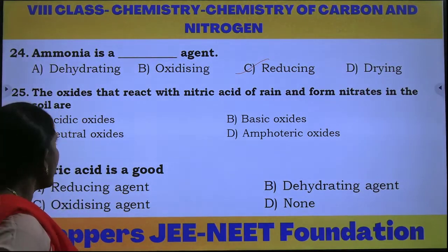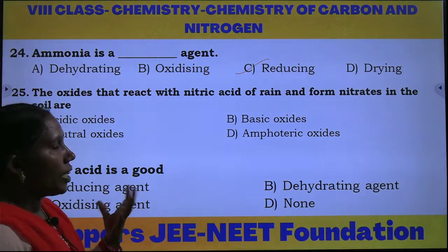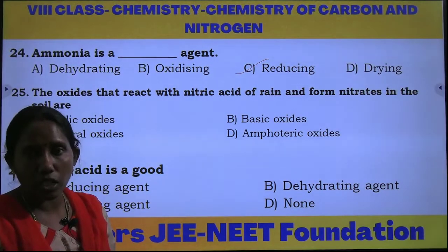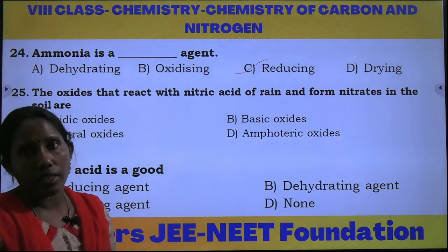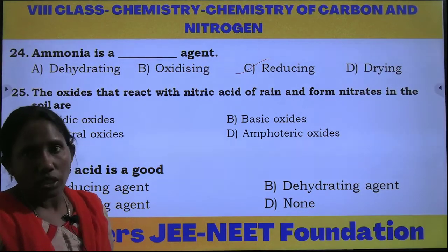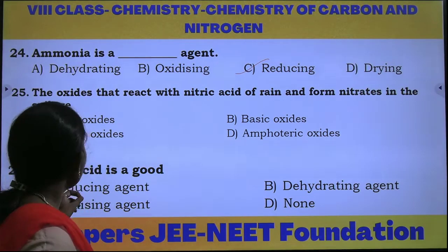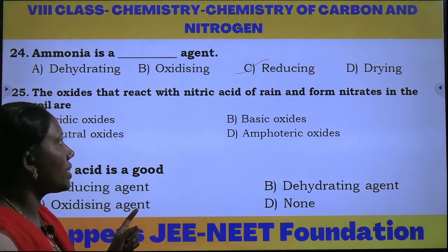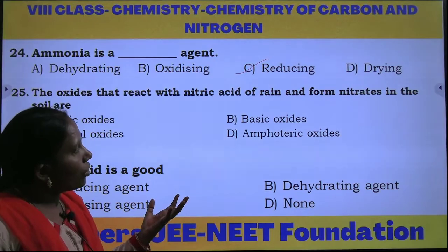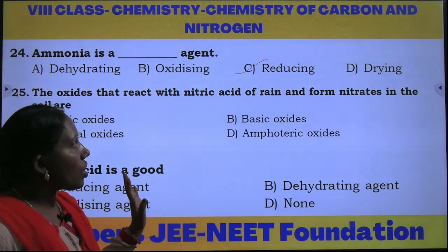The oxides that react with nitric acid of rain and form nitrates in the soil: if the soil is acidic in nature, to neutralize that we add fertilizers which are basic in nature. Then acidic and basic can neutralize each other. Because of that, the oxides that react with nitric acid of rain, which is acidic, and form nitrates in the soil are basic oxides.